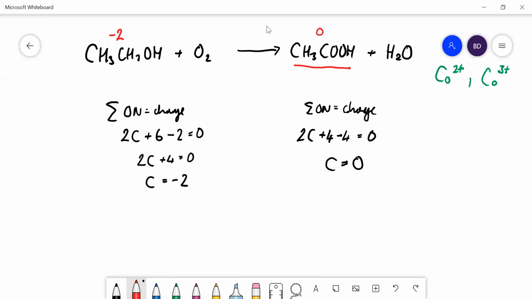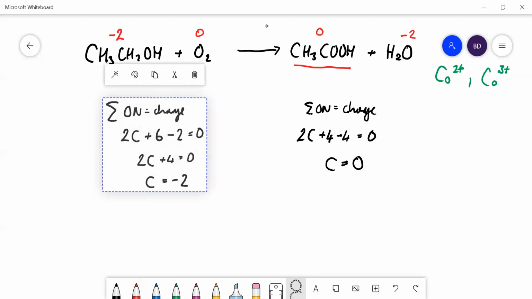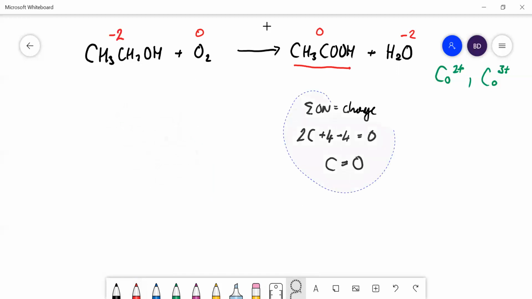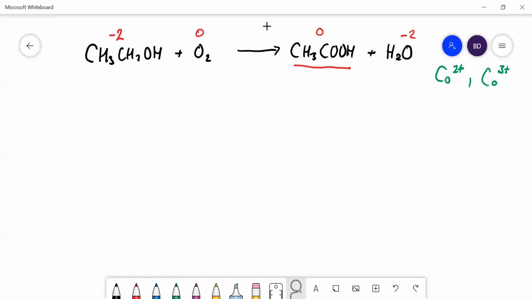Here the oxidation number of oxygen is 0. And of course in water, it's -2. So the oxygen has been reduced. So anyway, let's split that into the 2 half equations. So here's our ethanol. Goes to ethanoic acid.